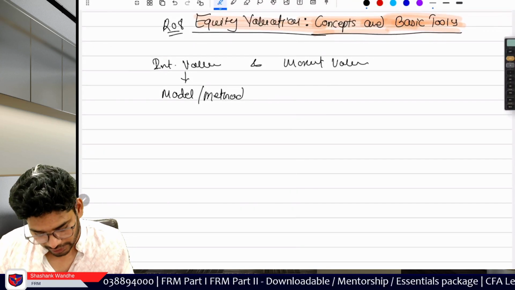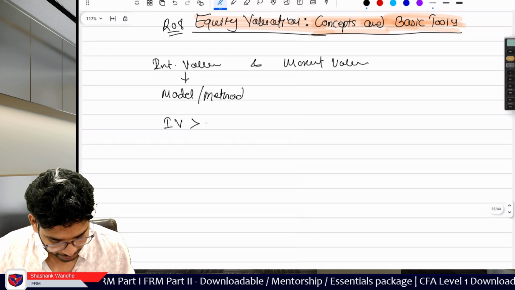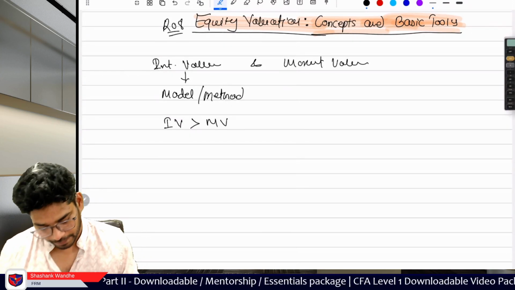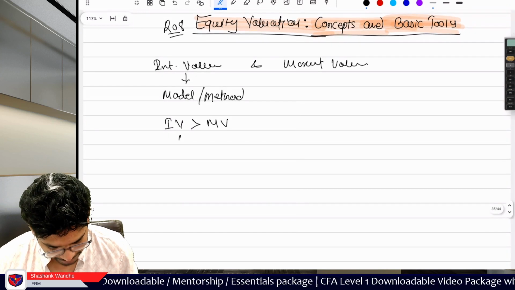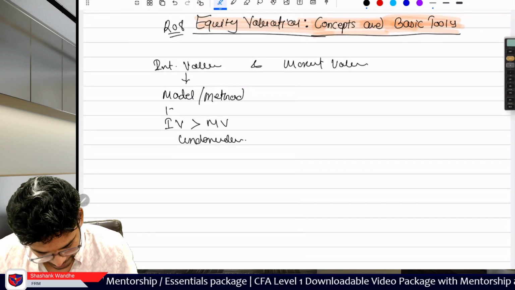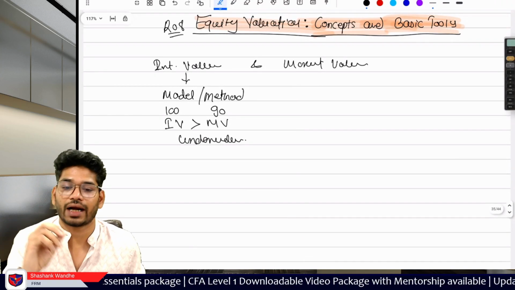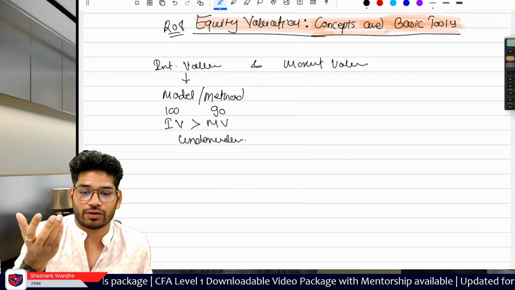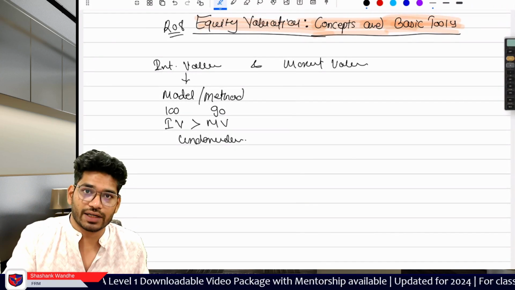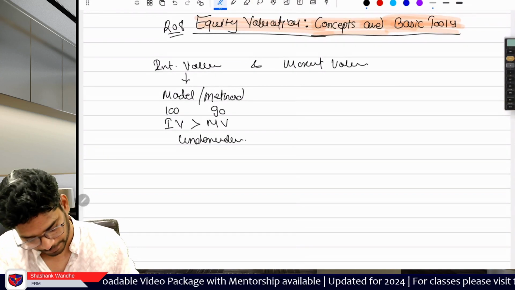Now, see what happens if the intrinsic value is less than or greater than the market value. So intrinsic value, if it is greater than the market value, we say the stock is undervalued. Why? Because as per my calculation, the value should be 100 for a stock, and in the market it is currently trading at 90 only. So based on my calculation, it should be 100, but in market it is 90. So it is undervalued, right? So it is in the market's context. Always remember this: in the market context, it is undervalued.